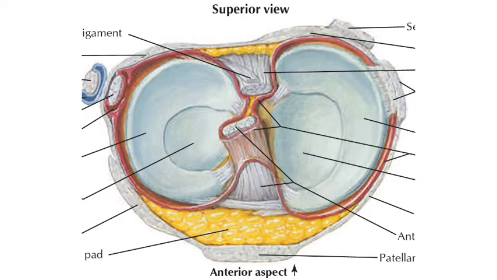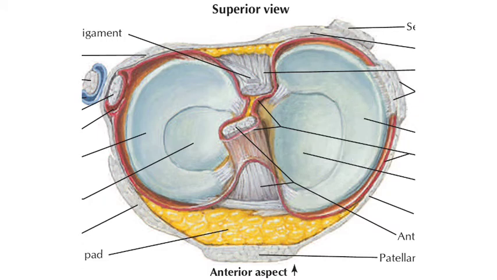Here it is. The coronary ligaments are parts of the fibrous capsule itself, which provide attachment to the peripheral margin of the medial and lateral menisci. In this diagram, only the medial coronary ligament is shown. This is the medial meniscus.